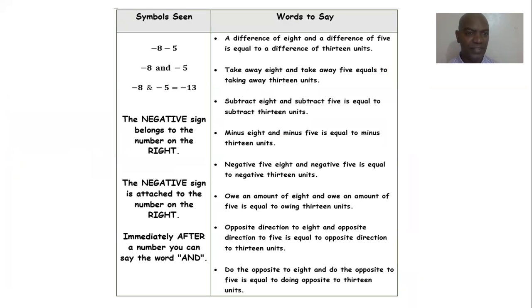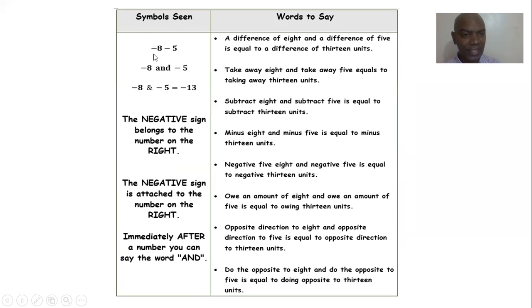Another scenario you may see, and you may wonder what to say. You can see a difference of 8 and a difference of 5 is equal to a difference of 30. The reason why you can say "and," even though you are not seeing "and," is because you can remember that rule: immediately after a number, you can say the word "and." So even though you are not seeing anything there apart from that negative sign, you can say "and." This is negative 8 and negative 5. Negative 8 and negative 5 is negative 13.